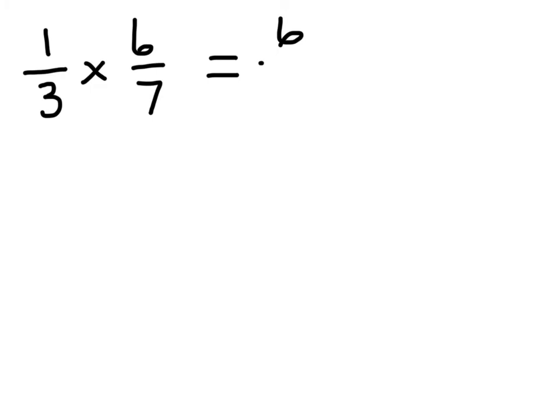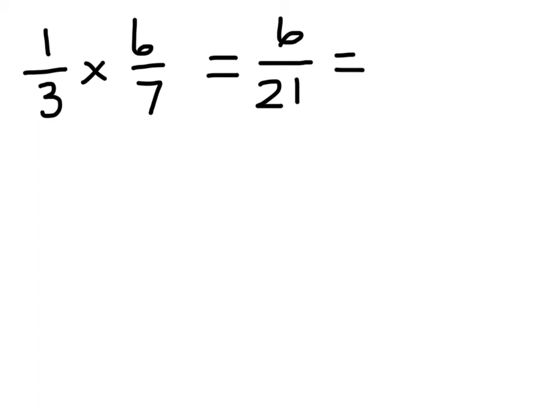Let's try a few more problems like this together, just to give you a better feel for how method 1 and method 2 each work. So let's try 1/3 times 6/7. Method 1 has us take 1 times 6 to get 6, and 3 times 7 to get 21 for our denominator. Now we need to reduce 6/21.